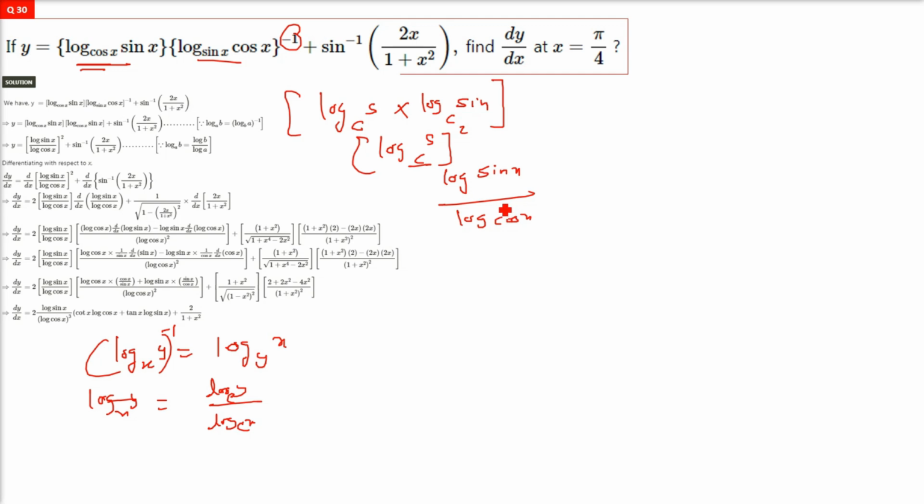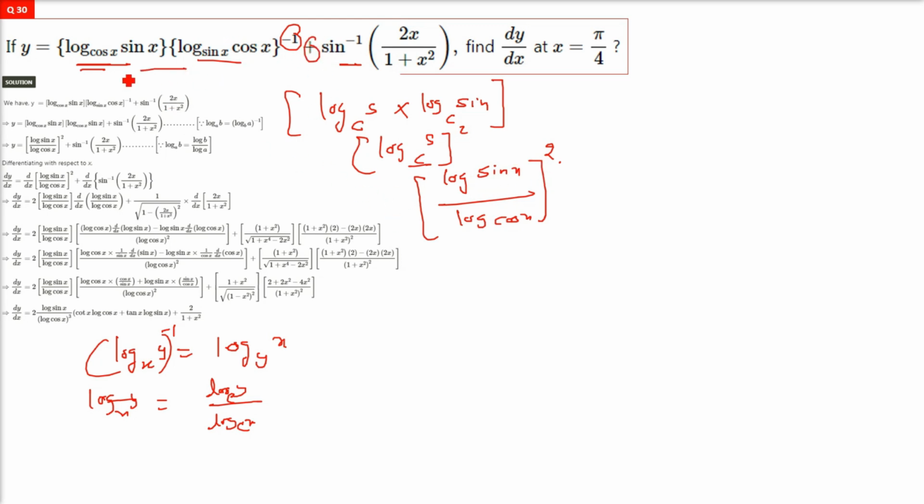Now the base is e. Now we can start the differentiation. So basically it is a square. Okay. Now let us differentiate the first part. Sin inverse 2x by 1 plus x square we will take just now. First complete this one. So what is the differentiation?